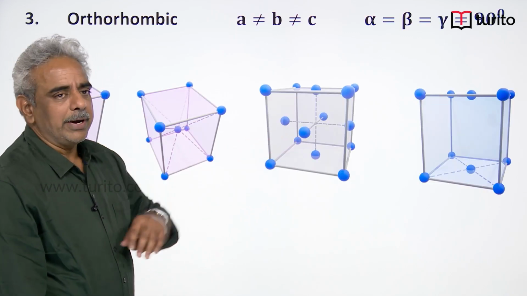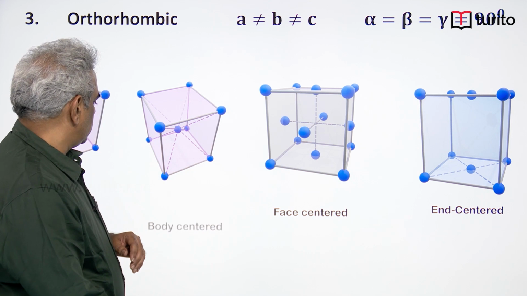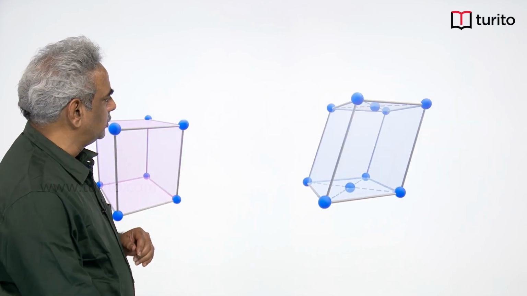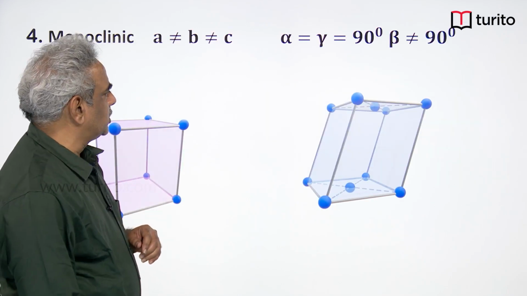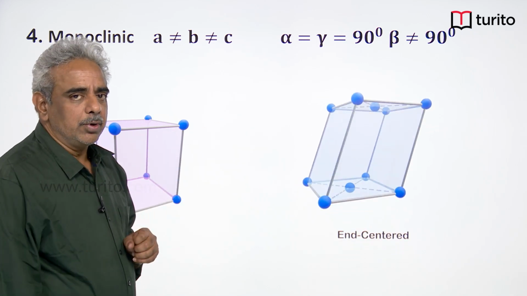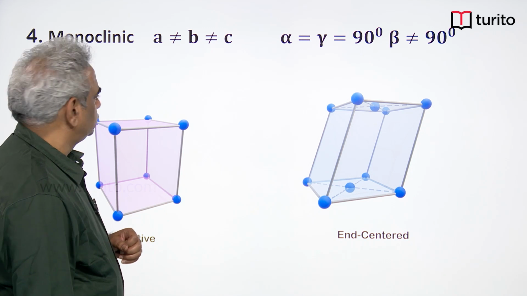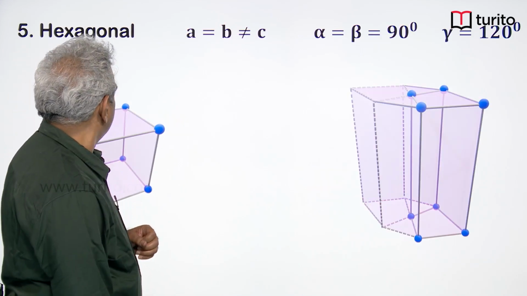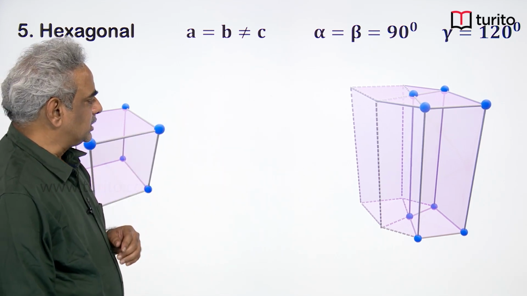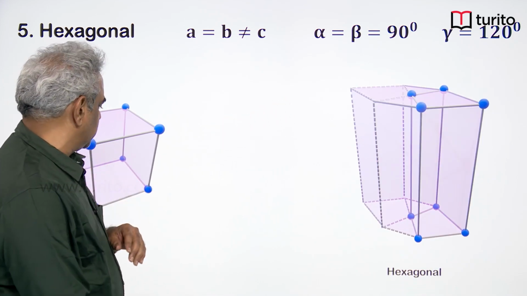In orthorhombic you have all varieties of unit cells. So, end centered, you have face centered, you have got body centered, you have got primitive. This is the story of orthorhombic system. And in monoclinic system, end centered unit cell is possible, and you have got primitive. In hexagonal system you have got these parameters, one angle is 120. So, you can see that 120 angle is there, it is hexagonal, a part of it is drawn here, that is primitive of hexagonal.